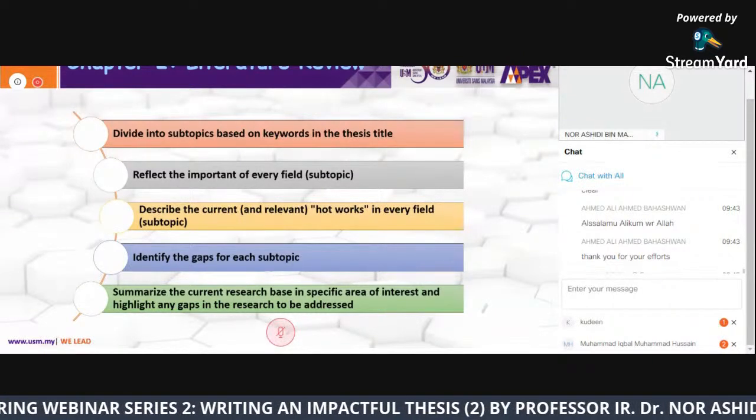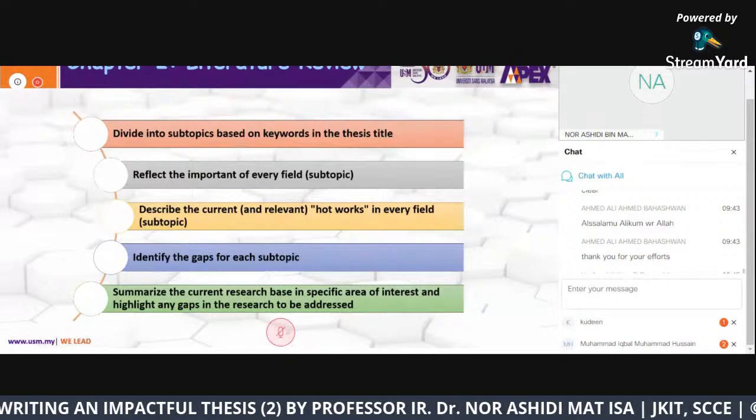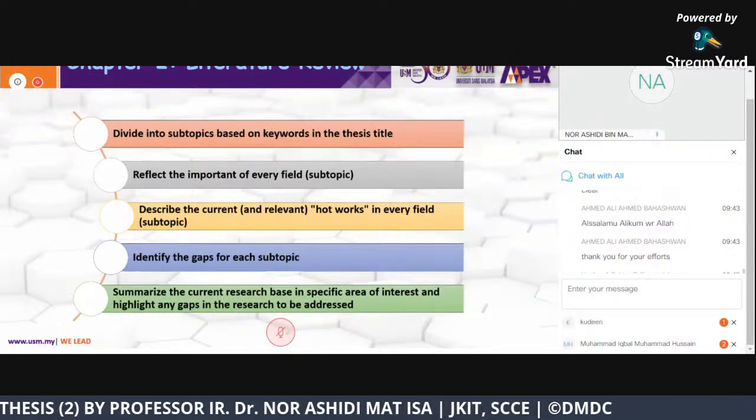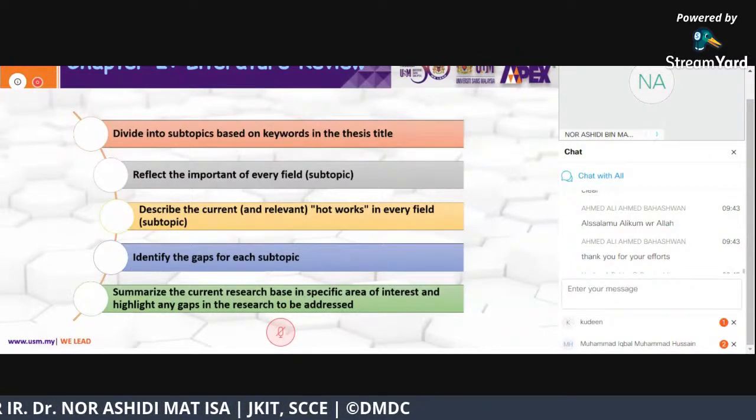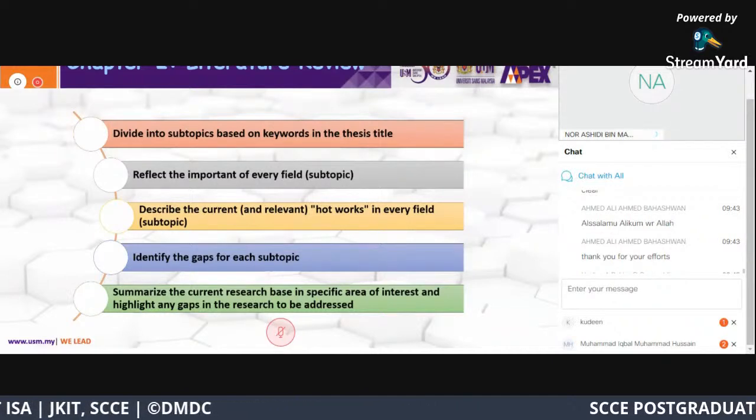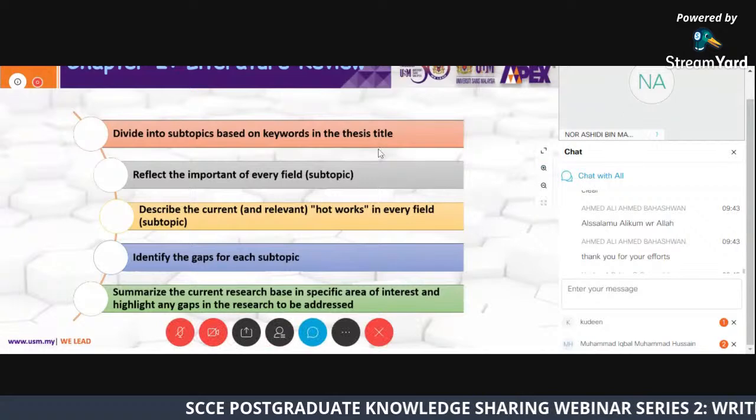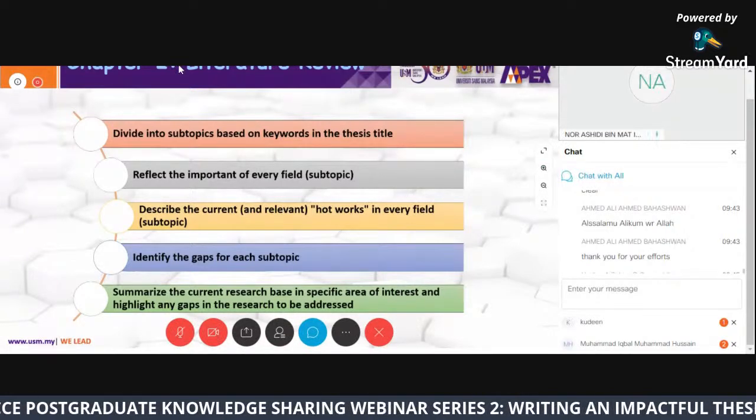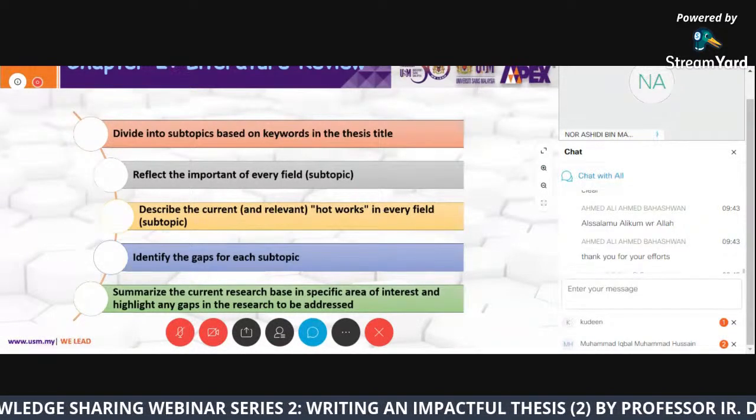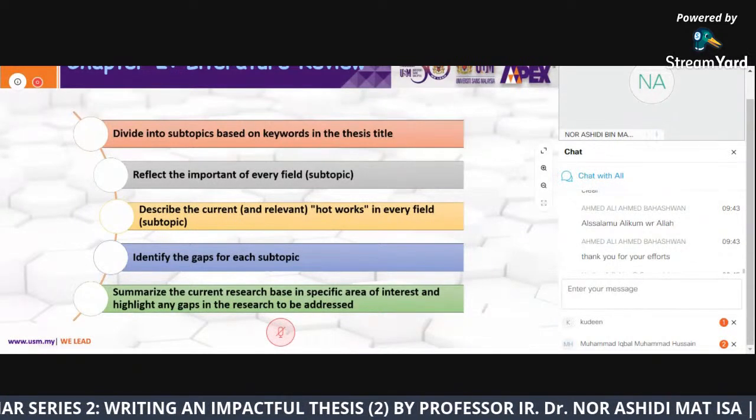From the beginning until the end, whatever you present or write down in your thesis, you must hold the research gap, the problems to be addressed or overcome. You must make sure that everything supports your research gap.